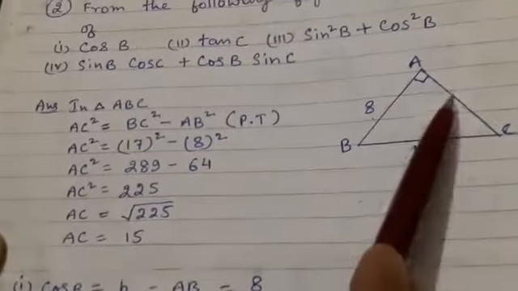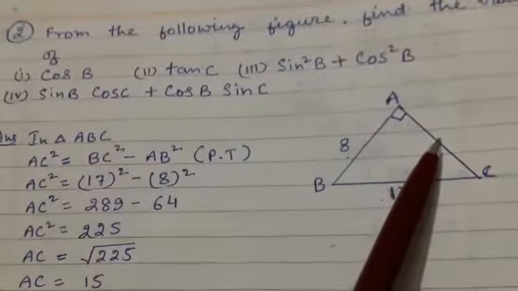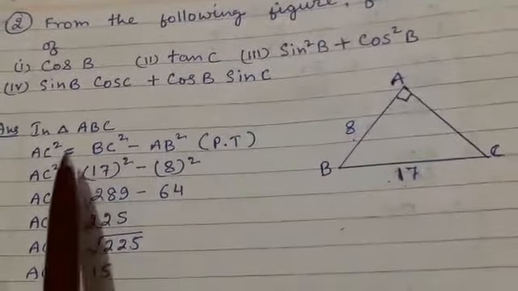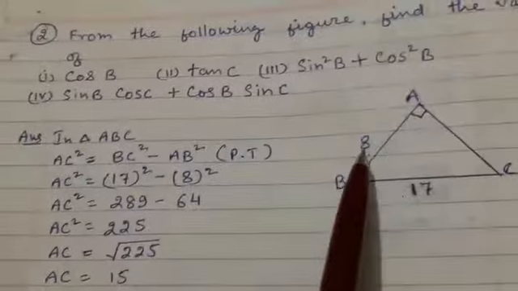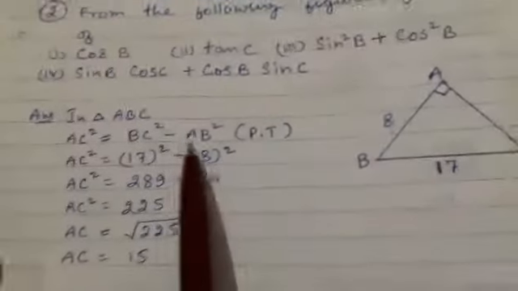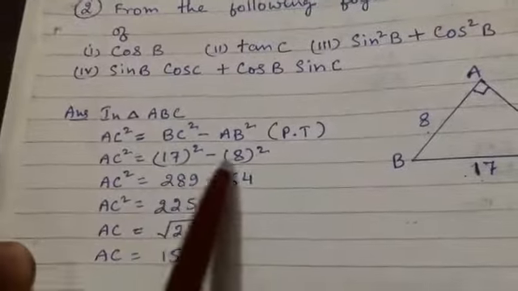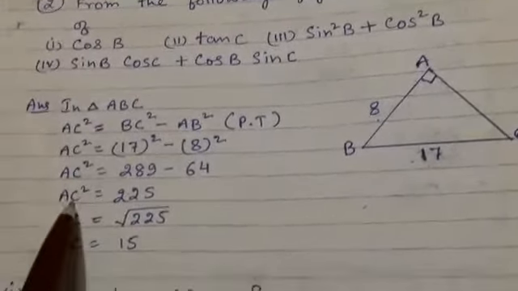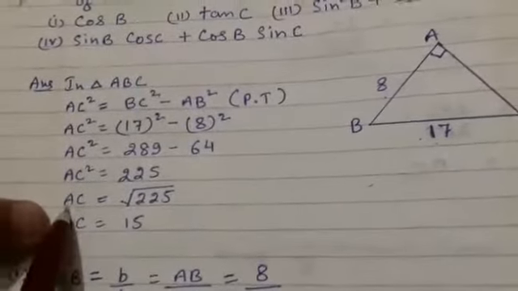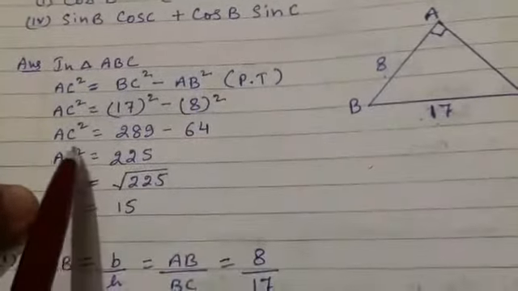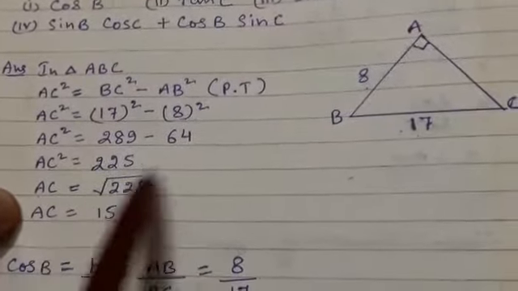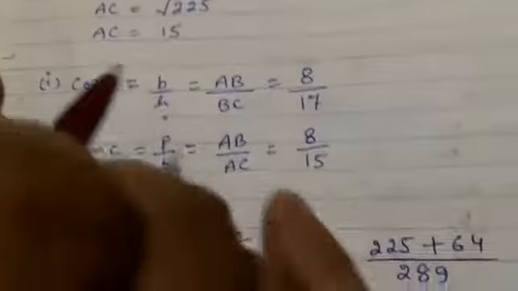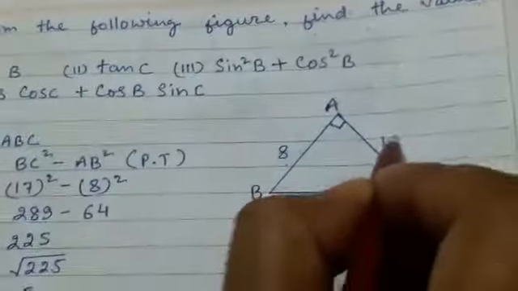AC square is equal to, means perpendicular square is equal to hypotenuse square minus base square. So AC square is equal to BC square minus AB square. So AC square is equal to 17 square minus 8 square. So AC square is equal to 289 minus 64. So AC square is equal to 225. So AC is equal to root over 225. When we transpose this square to this side, it will become square root. So AC is equal to 15. Now let us find out all these values. We got the value of AC, that is equal to 15.